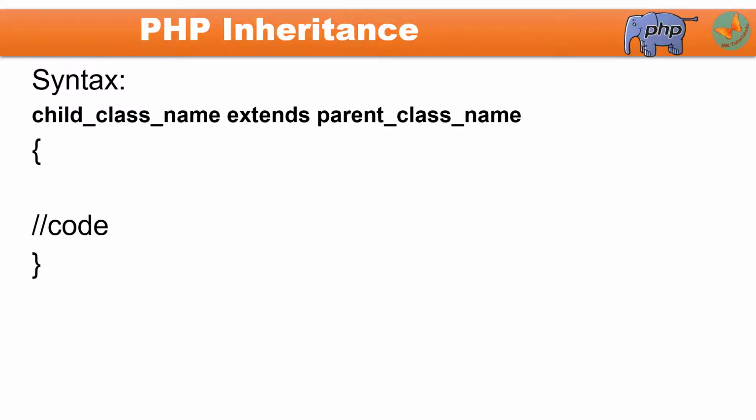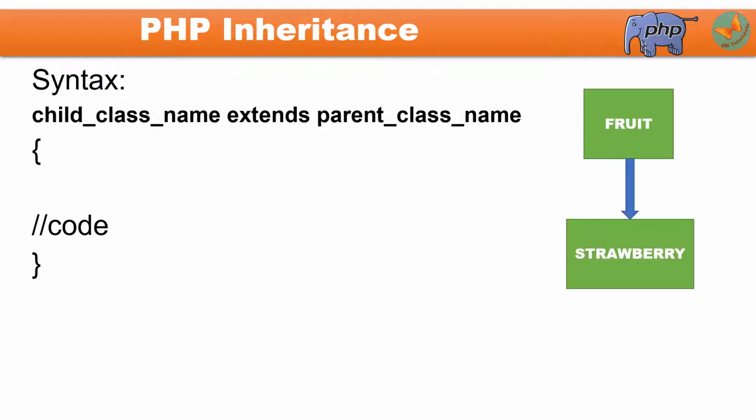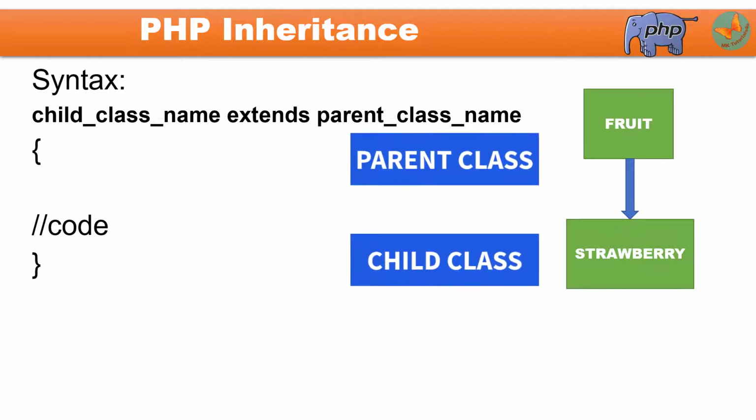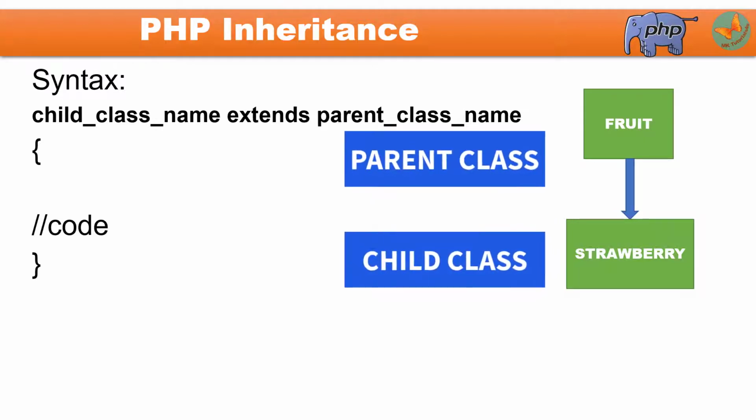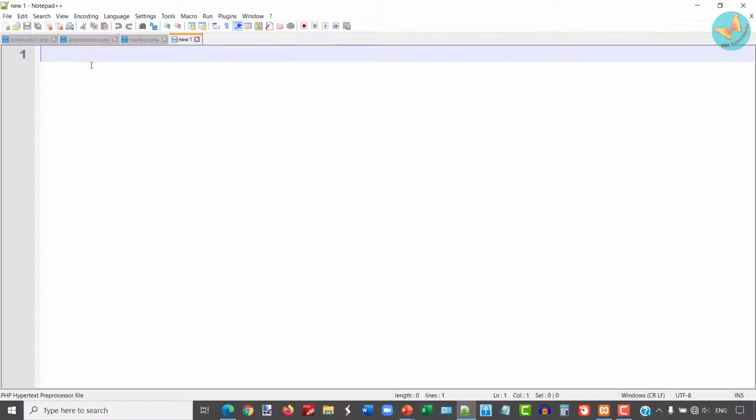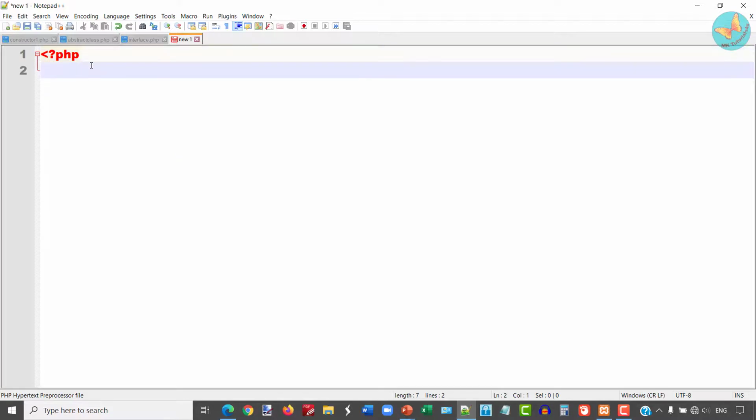In this tutorial, I am going to create fruit as the main parent class, and I will be creating a child class strawberry which is derived from this fruit parent class. Now let us go to Notepad++. Here I'll start my PHP script. Like I have told you, first I am going to declare the parent class.